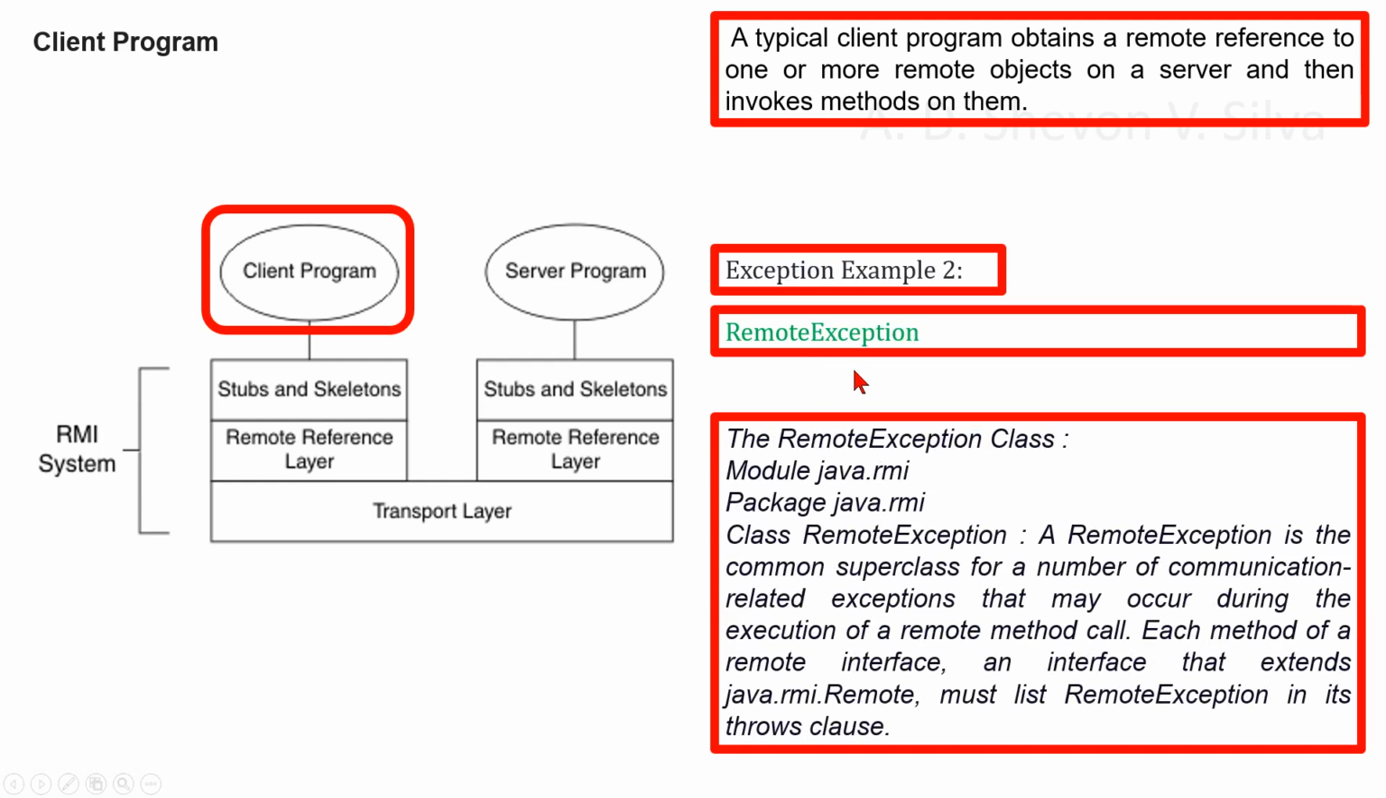Now we are considering the exception example RemoteException. The RemoteException class. A RemoteException is the common superclass for a number of communication related exceptions that may occur during the execution of a remote method call. Each method of a remote interface, an interface that extends java.rmi.Remote, must list RemoteException in its throws clause. This is in the package java.rmi, which is in the module java.rmi.